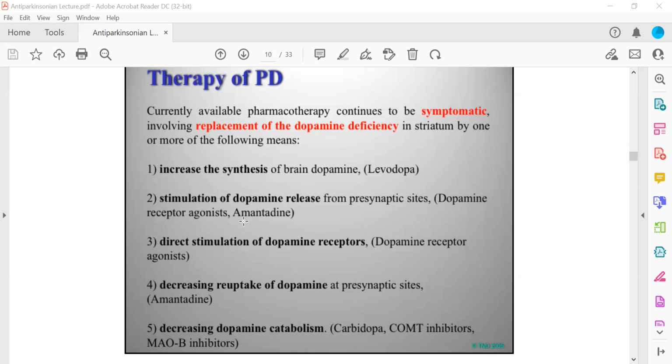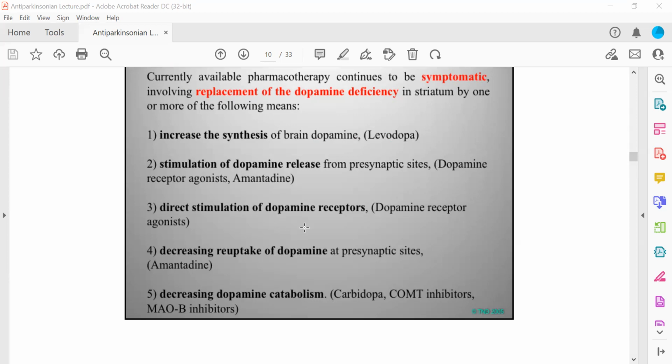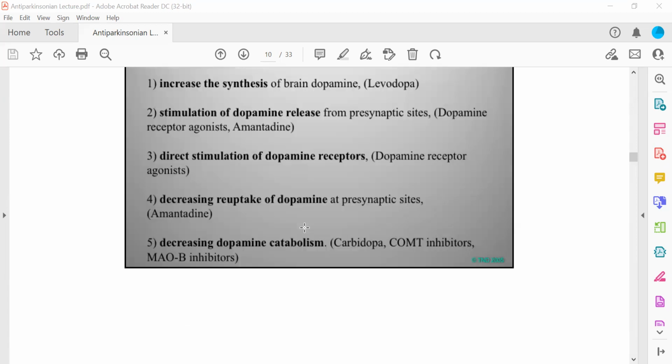Another drug, amantadine, also can cause dopamine release. Then there is direct stimulation of dopamine receptors. Again, that's where the dopamine receptor agonist comes in. They stimulate the dopamine receptors in the brain, and it leads to more of the dopamine getting released.